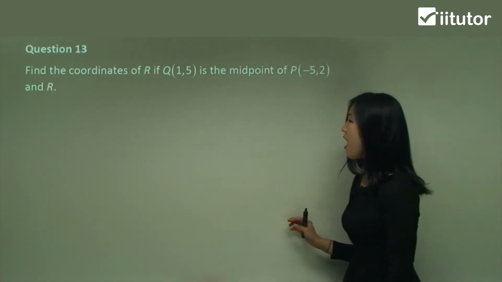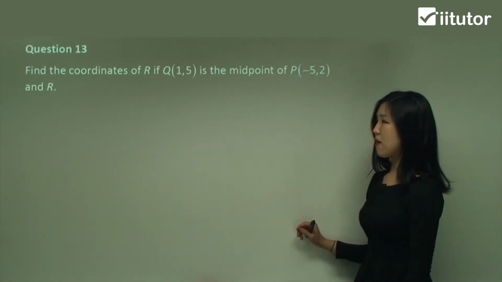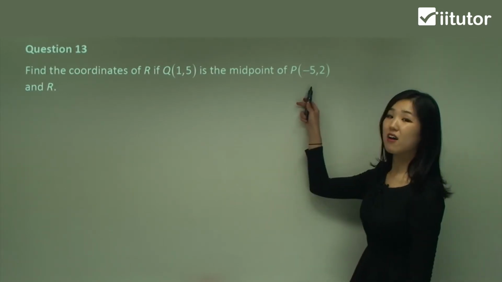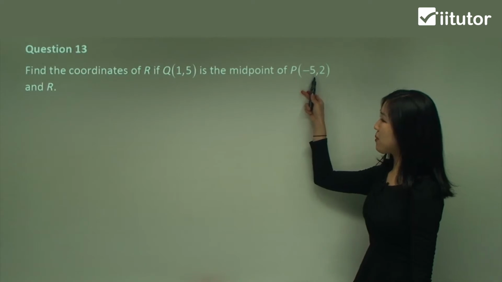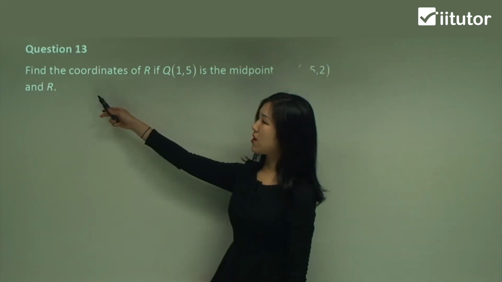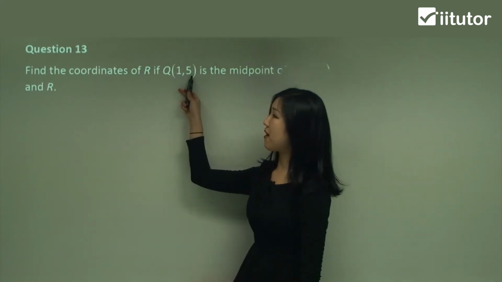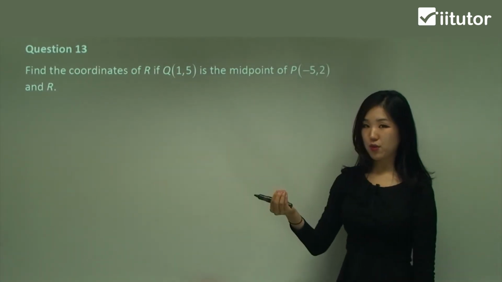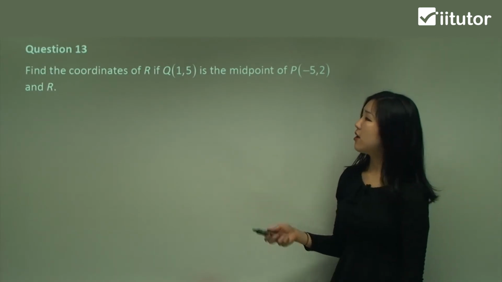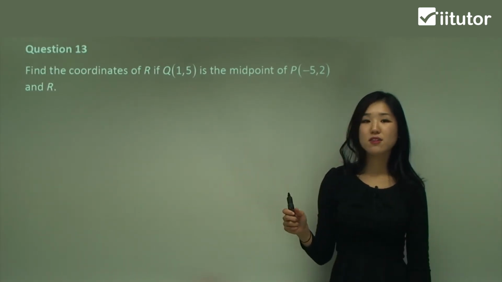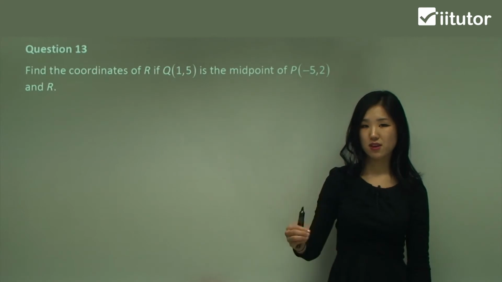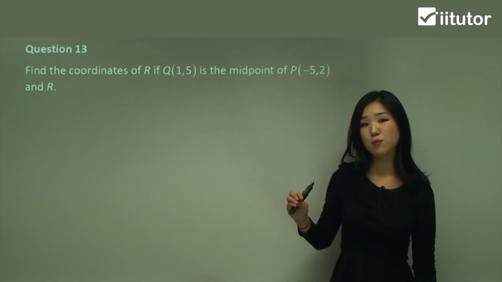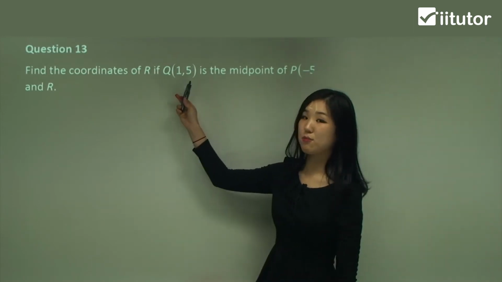Find the coordinates of R if Q, which is given by the coordinates 1, 5, is the midpoint of P and R. So they give us the coordinates of P, and they give us the midpoint Q, 1, 5, and they want us to find the coordinates of R. So basically here, guys, we're finding the middle of 2 particular points, but we're not looking for the midpoint. We're looking for one of the other endpoints because this time they already give you the midpoint.